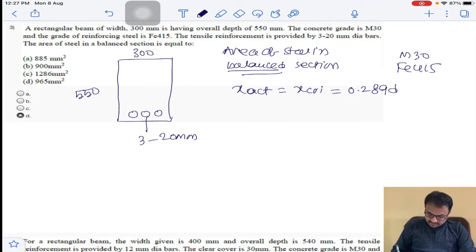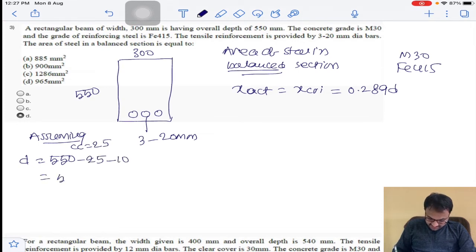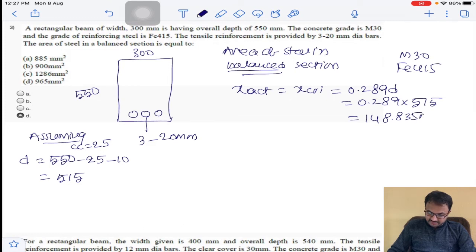So here small d is equal to 550 minus, I am assuming, because to calculate small d we need to have clear cover. Clear cover I am assuming 25 mm. So that is 25 and dia will be 10. So you will get 515 as the effective depth. So critical depth of neutral axis will become 0.289 into 515. So you will get 148.835 mm. Okay, so this is critical depth of neutral axis.